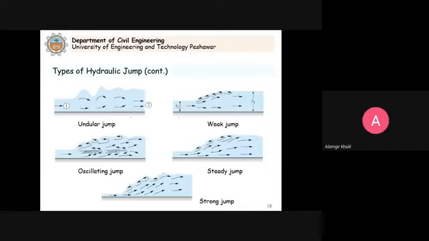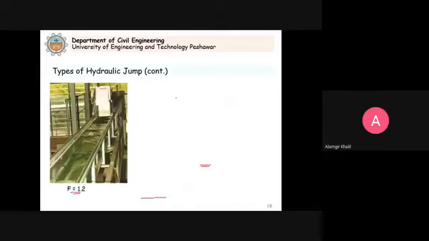This is the relative comparison. You can visualize that we have undular jump. This is how the undular jump looks like. Then we have the weak jump, we have the oscillating jump. You can see here in oscillating jump, it oscillates on the downstream and the up. So that's why it is mentioned that in the design we have to avoid occurrence of this type of jump, clear. And we have steady jump, and then we have the strong jump. So this is a relative comparison of the different types of jumps, clear.